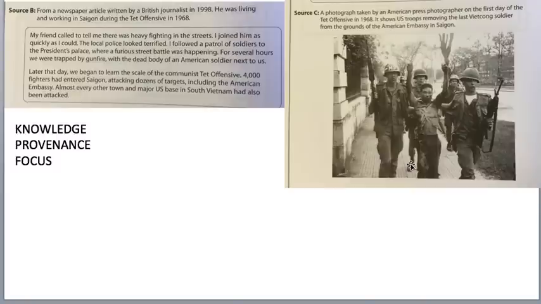From our own knowledge, it was one of the most famous events in the whole of the Vietnam War when the Viet Cong attacked the American embassy. So you look at your own knowledge, you look at the provenance and the type of source, and you can see it shows us that the Viet Cong didn't really have a massive effect on the American military's ability to win the war.